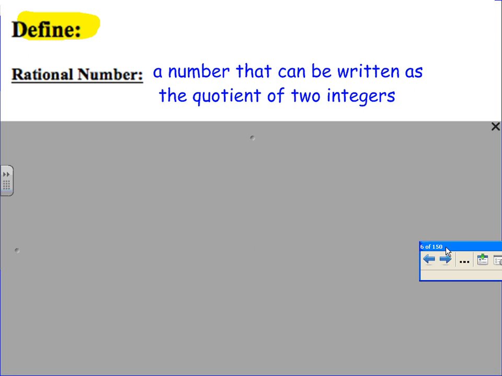Yeah, remember, a rational number could be 2.3. That's rational. 4.1 repeating. That's rational. Any nice decimal that either repeats or has a pattern is always rational. So yes, and we learned that back in chapter 1.